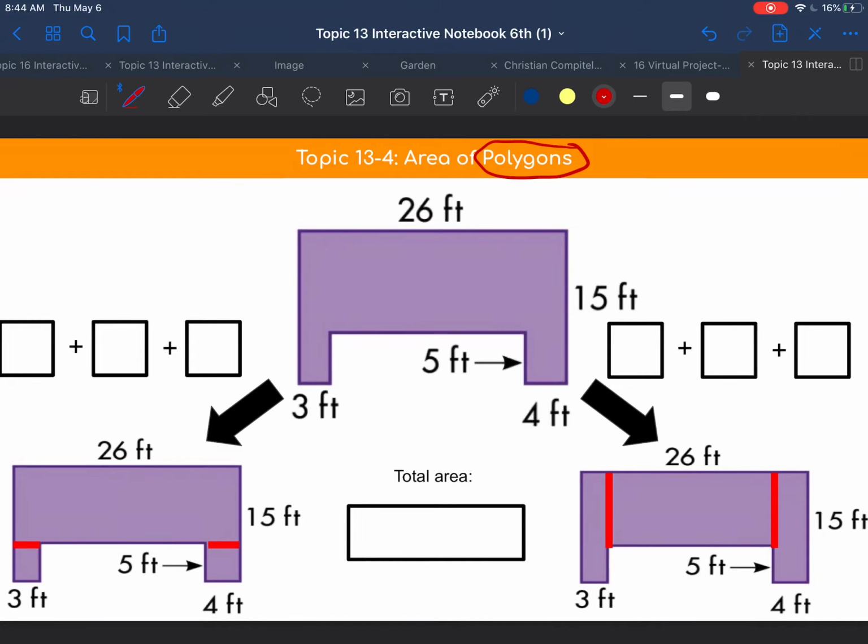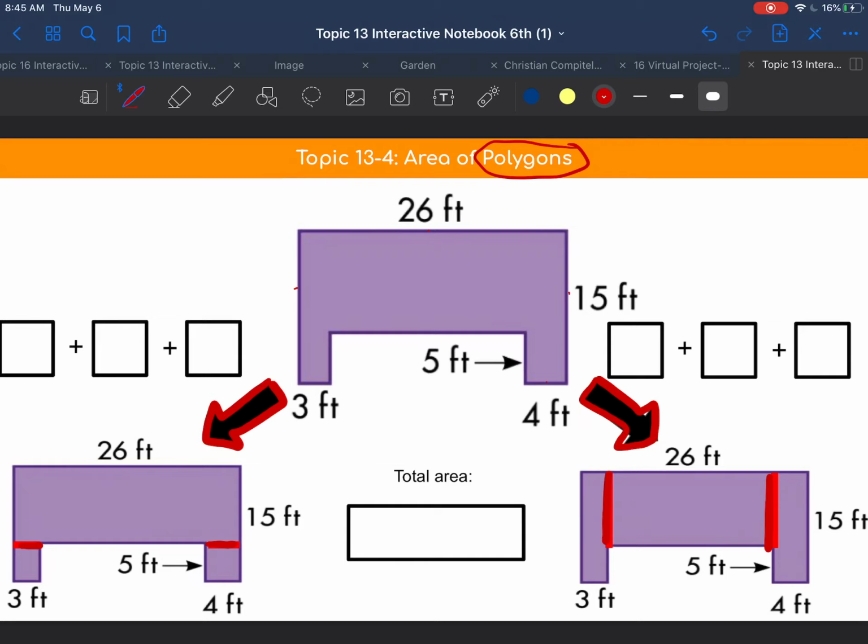All right, we have an 8-sided polygon, okay? And we don't know how to find the area of this, but what we can do is split it up into quadrilaterals and into rectangles that we do know how to find the area of. So the first way we could split it up is this way, by drawing a line down here and down here so that we have 3 different rectangles. The other way, we could split it up this way vertically so that we also have 3 different rectangles.